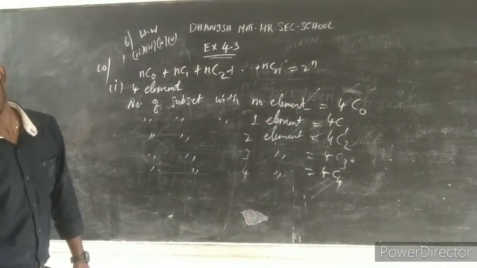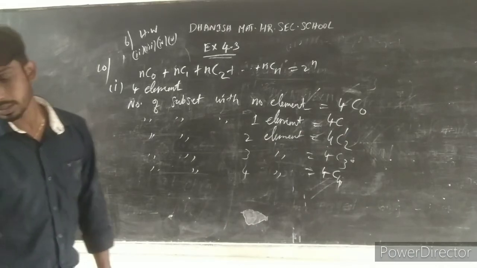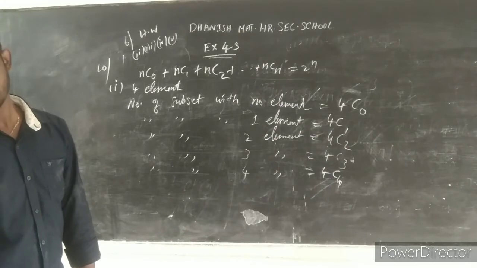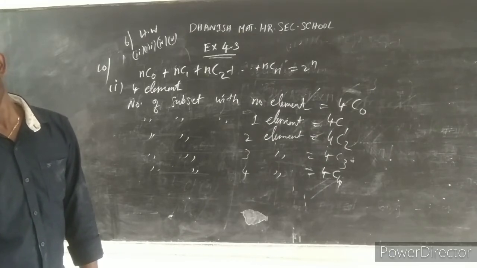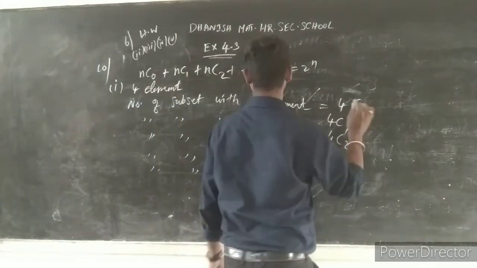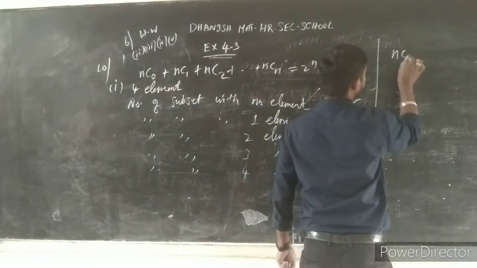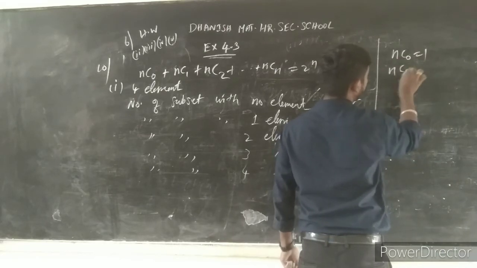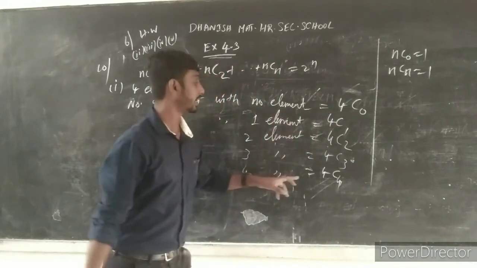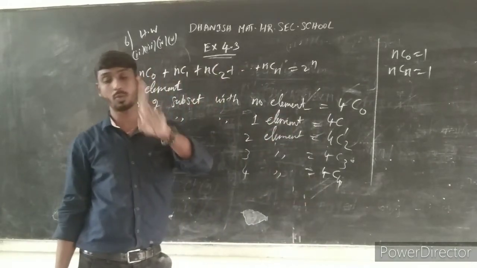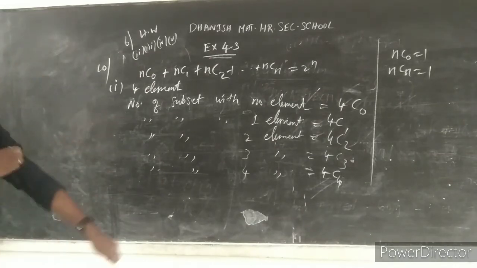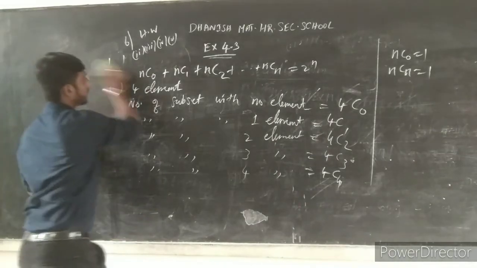What is the question here? The total number of subsets. Now we are going to find out the total number of subsets. nC0 is equal to 1, and nCn is also 1 here. Using this formula, 4C4 translates to 1. Listen here, we are going to find the total number of subsets.